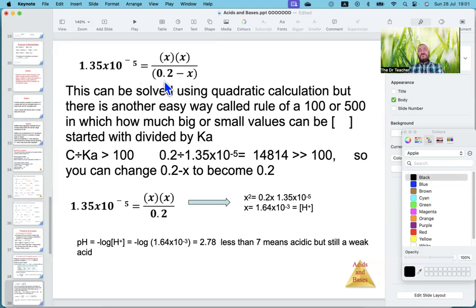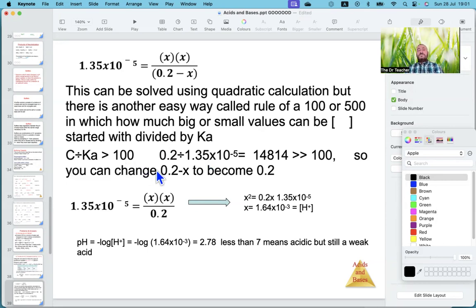So we are dealing with this value here, 0.2 minus x. Let's see what this is, the concentration of the what? Of the product itself. We said after the equilibrium. So we take the 0.2, the initial concentration, divided by the Ka. Okay, so concentration divided by the Ka bigger than 100 or not?